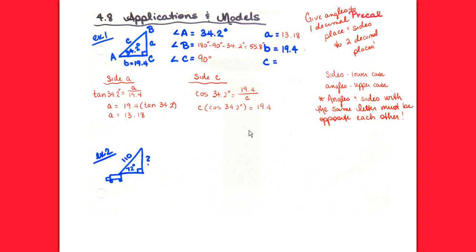All right, so once I'm here, how do I get c by itself? Divide both sides by cosine. Perfect. And again, throwing that into my calculator in degree mode.